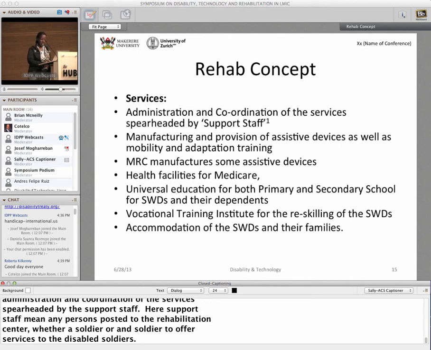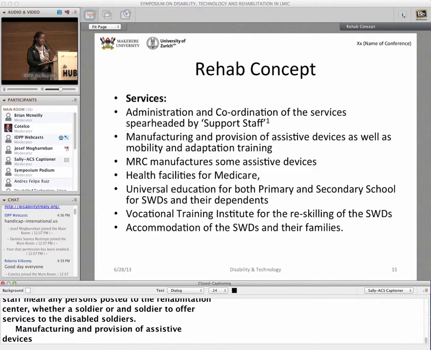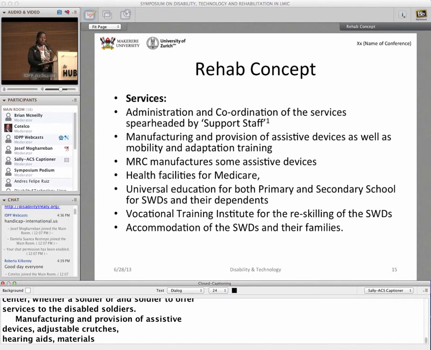Manufacturing and provision of assistive devices, as well as mobility and adaptation training. Manufacturing: Mubende Rehabilitation Centre manufactures some assistive devices like artificial limbs for below knee, corsets, non-adjustable metallic and wooden crutches, non-foldable wheelchairs and tricycles, and specialized shoes. The foldable chairs and adjustable crutches, hearing aids, white canes, and materials for braille are sourced from outside of the center, mostly as donations.